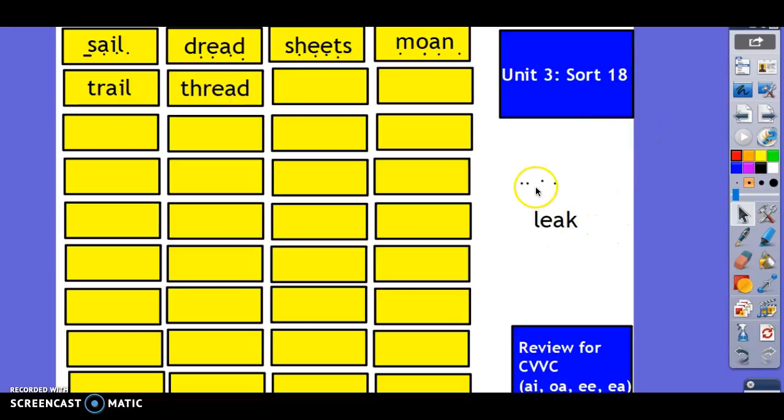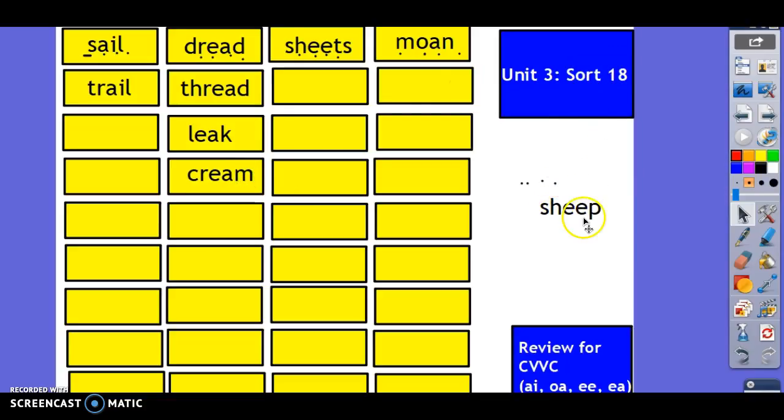Here is the EA again, but listen. Leck or leak. I know that it's making that long E sound because I know that leak is a word. Cream, same thing here. I have the vowel team here, EA, and it's going to make the long E sound in this word, cream, because crem wouldn't make sense.